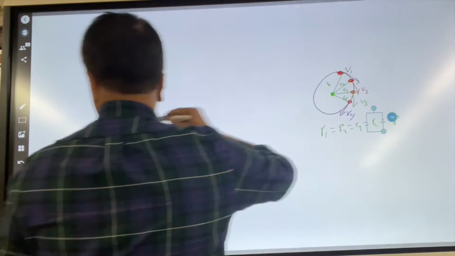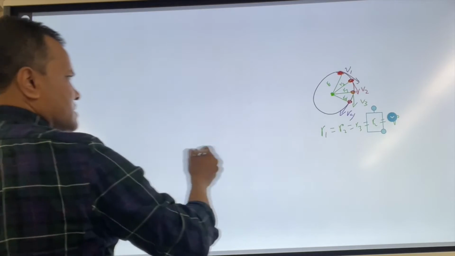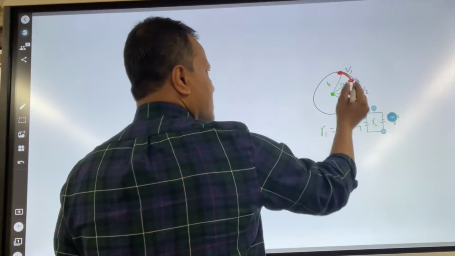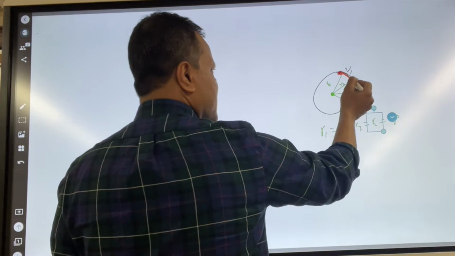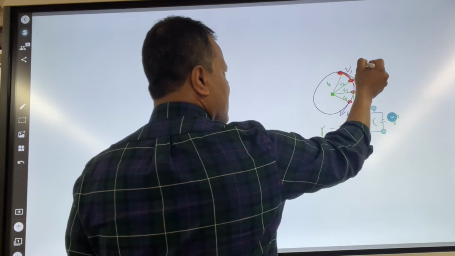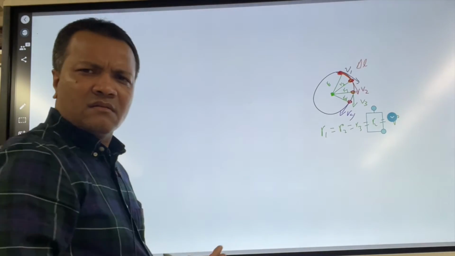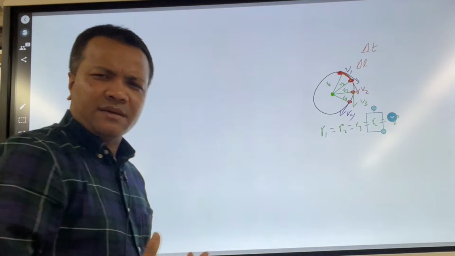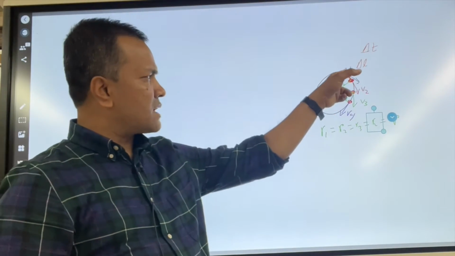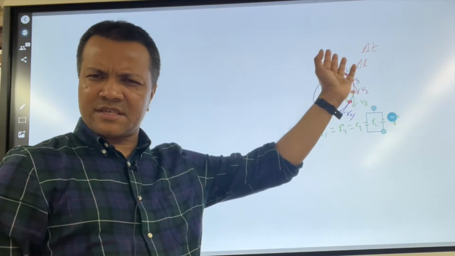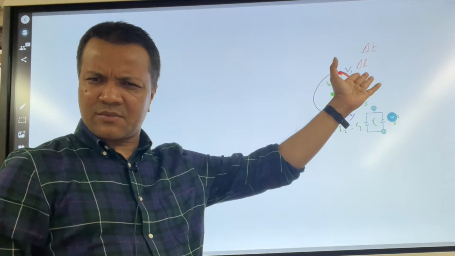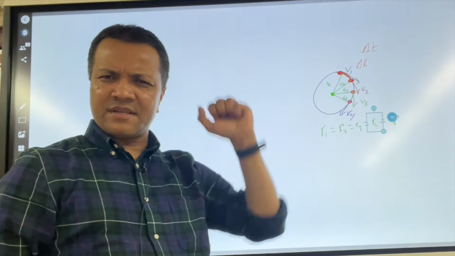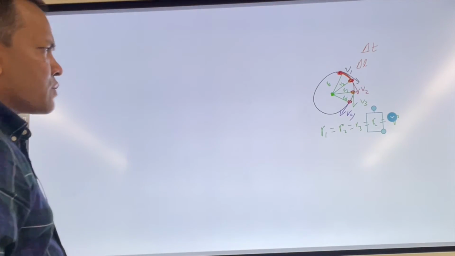A few other things. Between this bucket and this bucket there is a length L, over the time interval delta t. So there is a delta t from bucket 1 to bucket 2. What does that mean? At t0 the bucket is at this location, at t1 the bucket is at this location, and between t0 and t1 there is a length L. So what can we do?